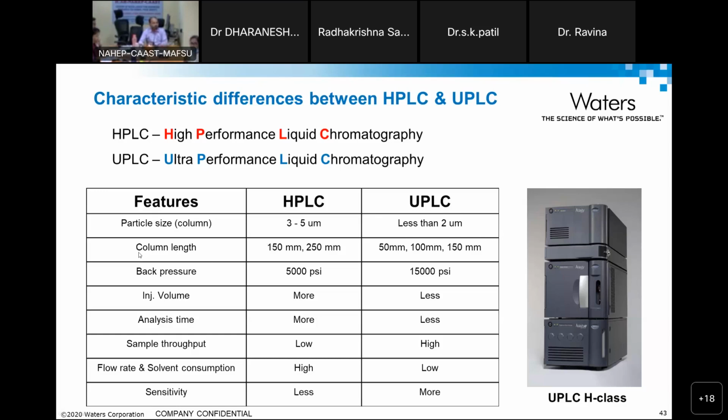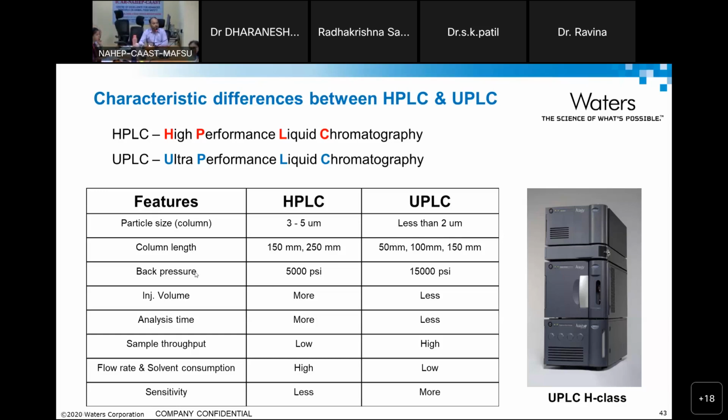The next is column length. For HPLC the column length would be somewhere between 15 centimeter to 25 centimeter, whereas in case of UPLC, as the particle size is less, the column length can be reduced, and hence for UPLC 5 centimeter or even 10 centimeter columns can be used, which helps in lowering the total runtime of the analysis.